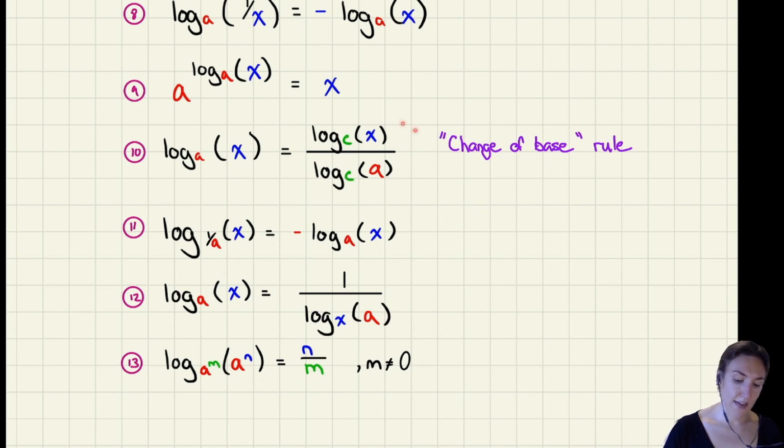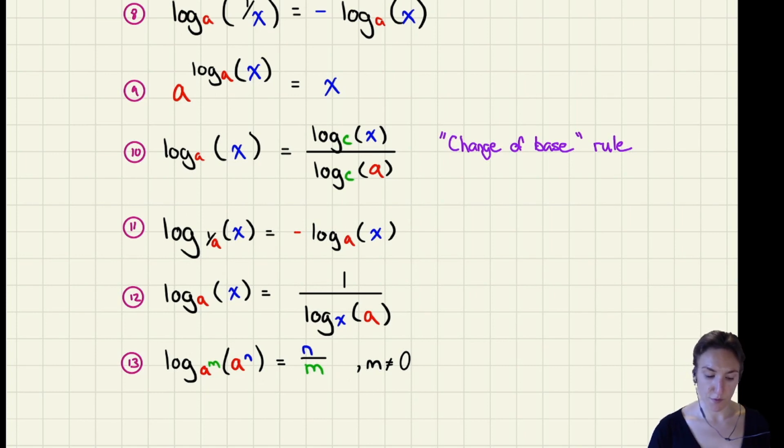This one here, number 10, has a special name. This is called the change of base rule. And when you're doing problems, a lot of the time we prefer to work with the natural log. So that's when you have log base e. It's nicer to write, and all of the same properties still hold.